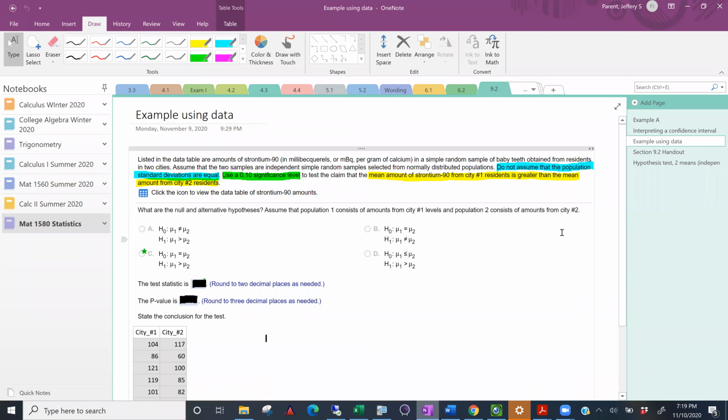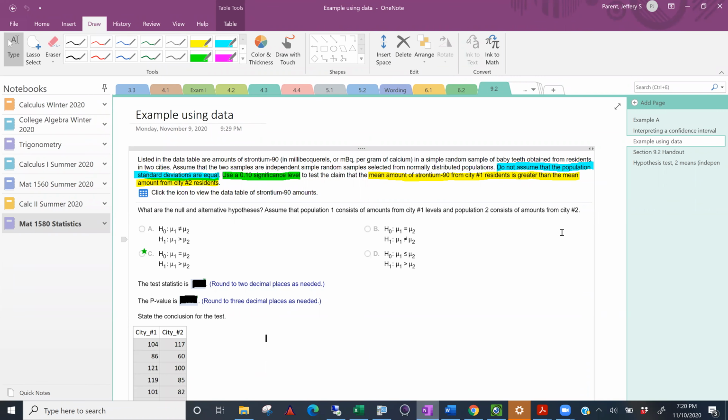So we're going to do one last example from this section, and that is this one here. I'll call it example C. Listed in the data are amounts of strontium-90 in millibecquerels per gram of calcium, and a simple random sample of baby teeth obtained from residents in 2 cities. We'll call them Detroit and Chicago. Assume that the 2 samples are independent, simple random samples selected from a normally distributed population. Do not assume that the standard deviations are equal.